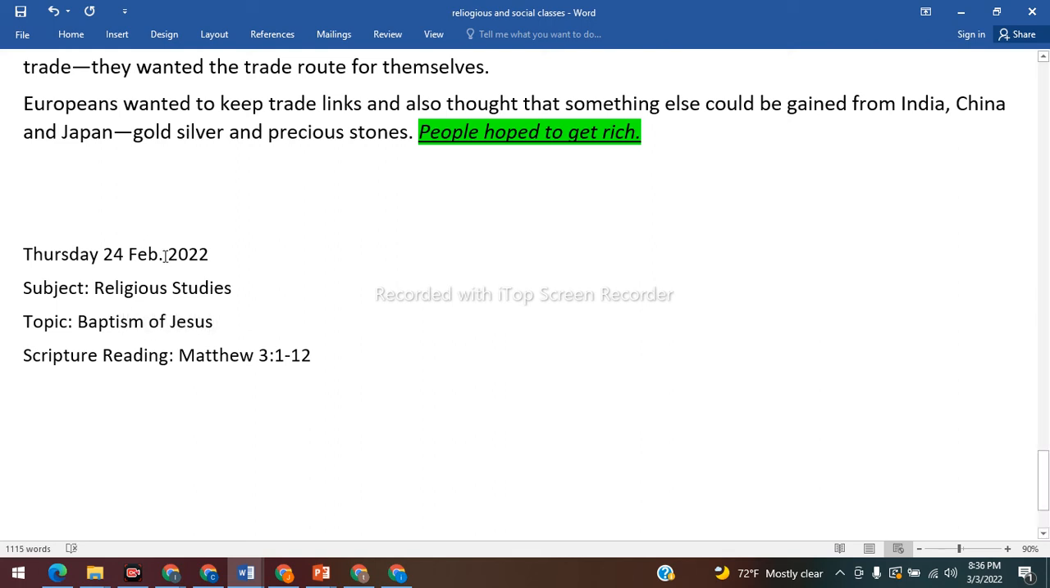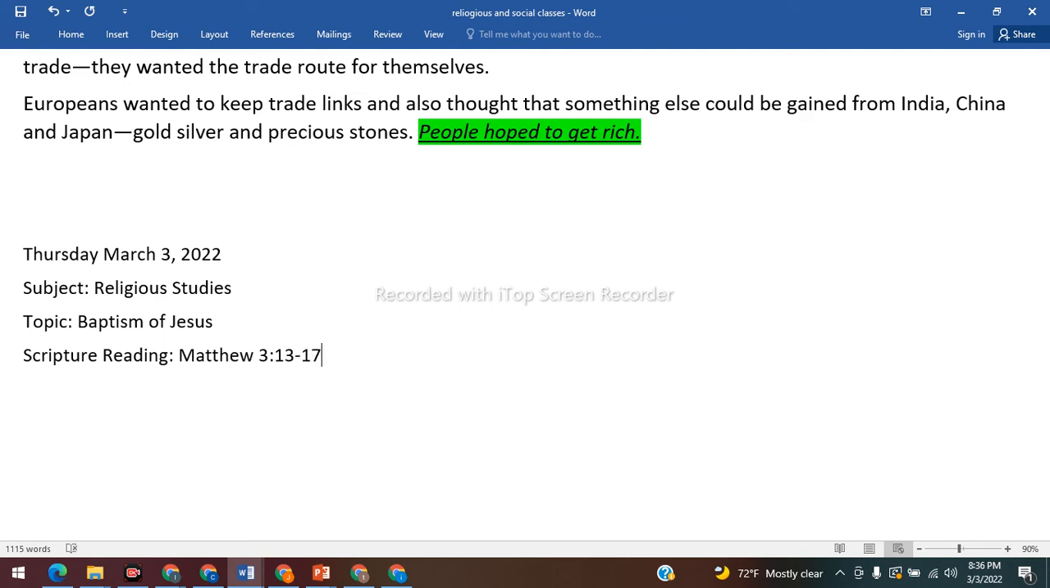So today is March the 3rd, 2022. And so we're talking about the baptism of Jesus. The scripture reading is taken from Matthew chapter 3 still, but from 13 to 17.